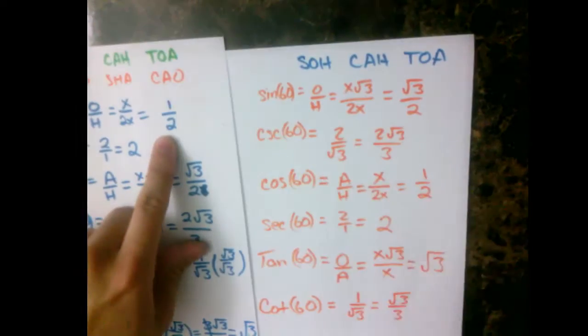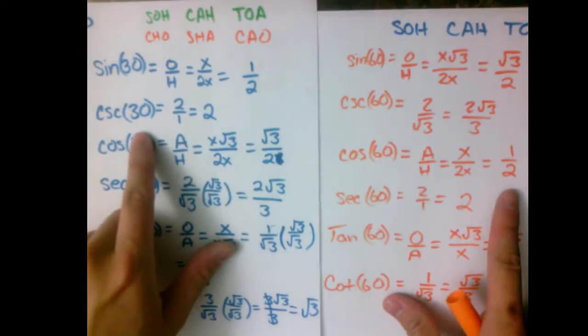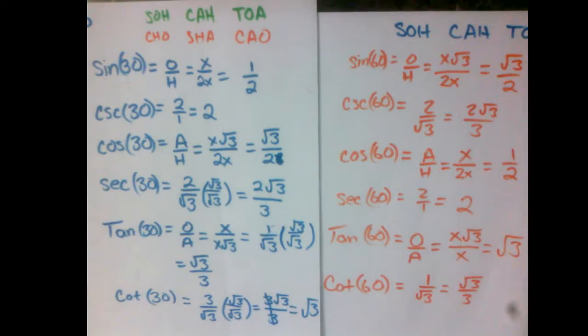Sine 1/2, cosine 1/2. Cosecant, secant, etc., etc. So you'll notice that there is a direct correlation between your values of 30 and your values of 60. Okay, so we did our sine, cosecant, cosine, secant, tangent, cotangent of 30 and 60.